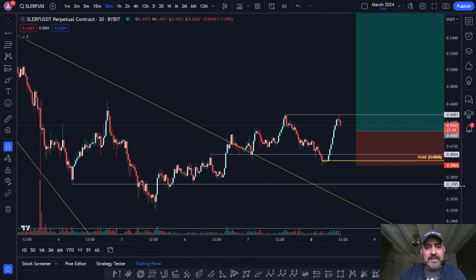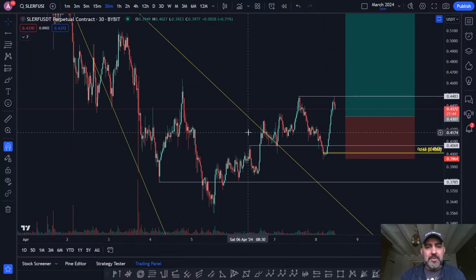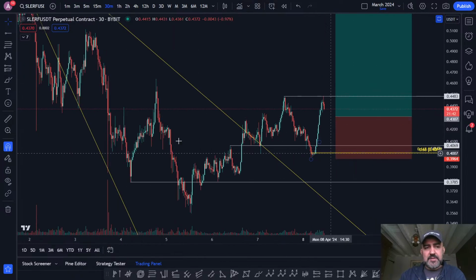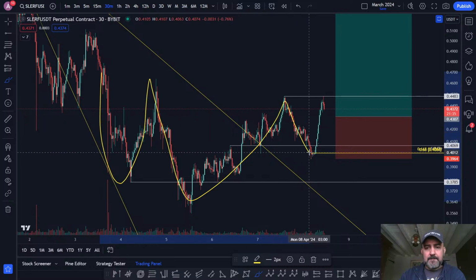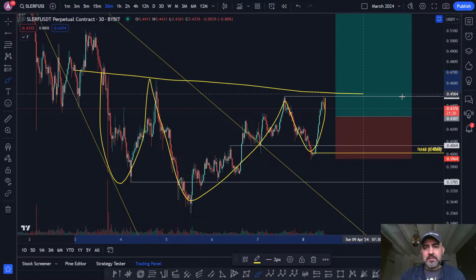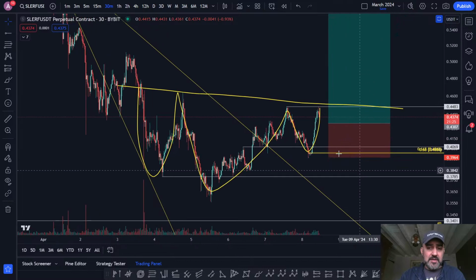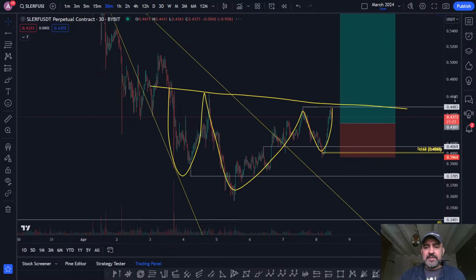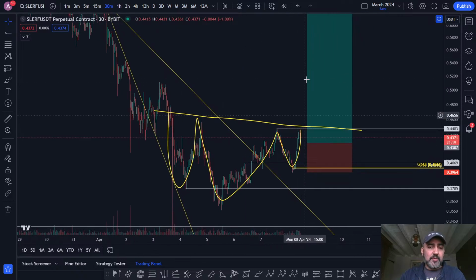But there's also something else that I'm looking at. Even though we're forming a bump and run pattern, there's also another bullish pattern forming, and you can kind of see it. An inverse head and shoulders. You see that? So we have a little bit of an inverse head and shoulders forming. We need to break that neckline to the upside. Okay, that needs to happen. We can't just stop here, we have to go. Okay, so this is what I'm expecting.